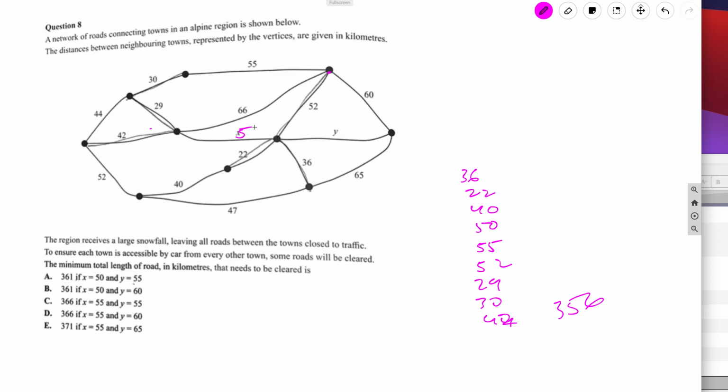So X is 50. Y is 55. Shortest path, 22, 36, 40. And then shortest path out is a 50. Then the shortest path out is a 29. And then the shortest path is a 42. Well, no, not a 42 yet. It's a 30. Then the shortest path is a 42. And then to connect this, we've got a 55, a 66, a 52. So 52 is definitely the best option, like that.